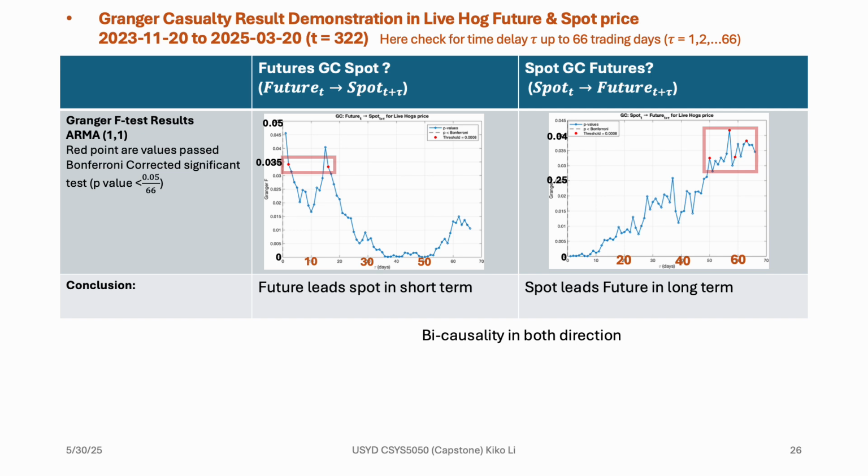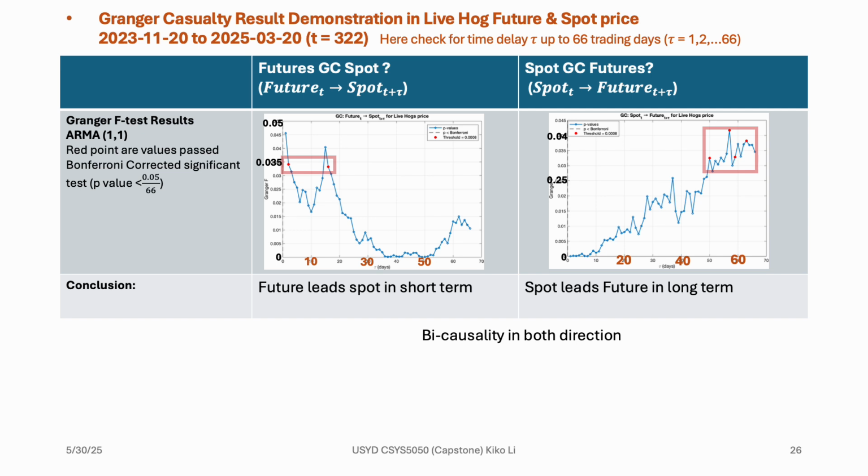This is the result for Lean Hog data. Here I check tau from 1 to 16 trading days. The left plots are the results for future Granger causing spot, whereas the right plots are spot Granger causing future. Only a few data points are significant after performing correction. Future Granger causes spot in the shorter term, whereas spot Granger causes the future in the longer term. Results are slightly different compared with what we found in Pearson and mutual information, which only had causal relationships from future price to spot in the short term.